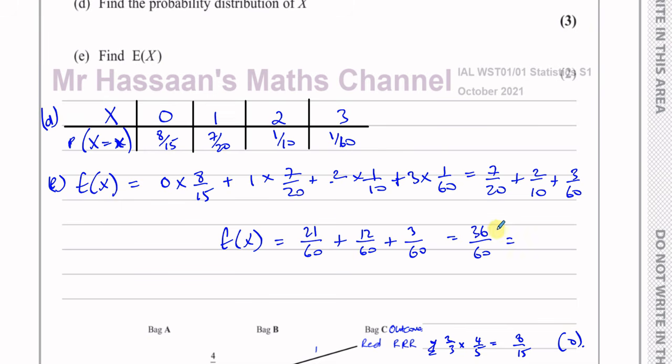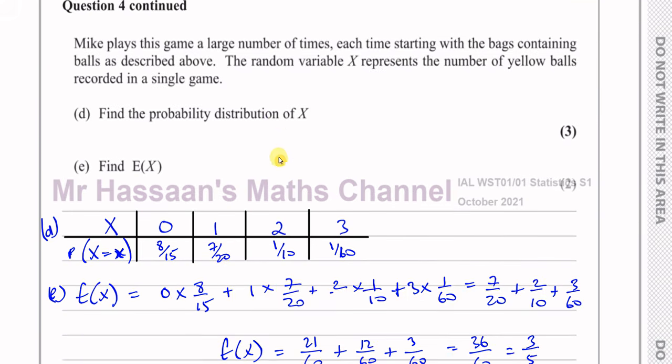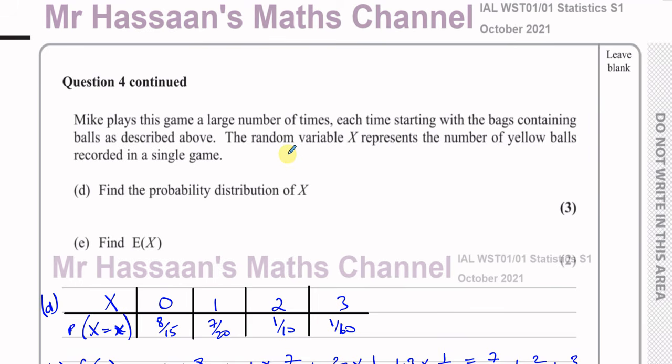Looks like 12 goes into both of these. 36 divided by 12 is 3, and 60 divided by 12 is 5. So the expected value of X is equal to 3/5. And there we have the answer to this question. We have completed part E of question 4, which is the last part of question 4. And this question was all about probability and also discrete random variables.